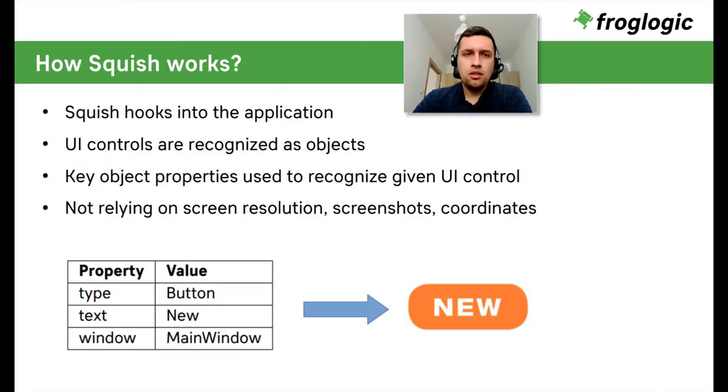How does Squish work? How is this possible? Squish hooks into the application and recognizes application GUI elements as objects. With Squish, you can interact with properties and methods of those objects. It's important and powerful that Squish is not relying on screen resolution, screenshots, or coordinates. When a button you click in your test script changes its look, location, or size, your test script will continue working without any problems.